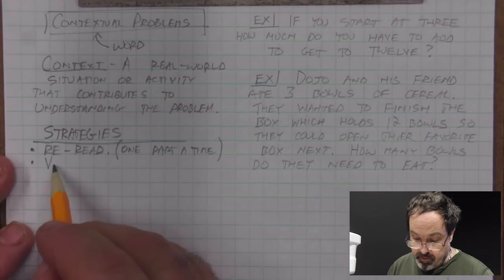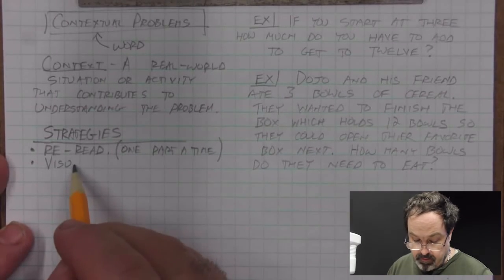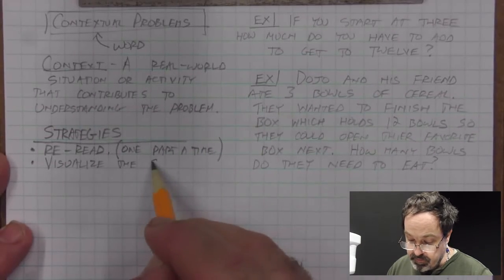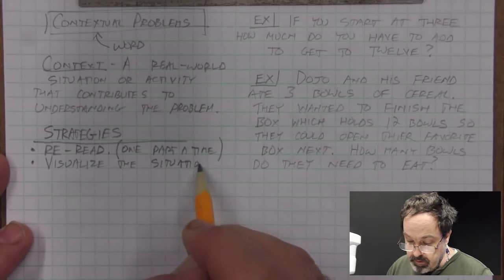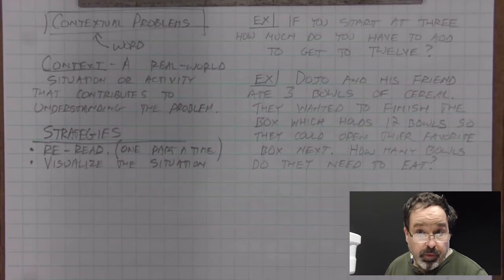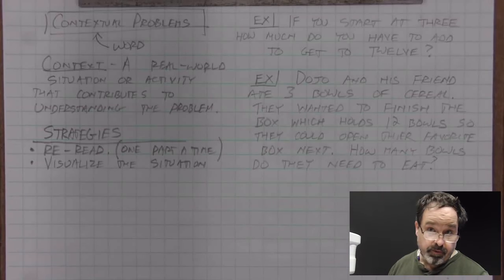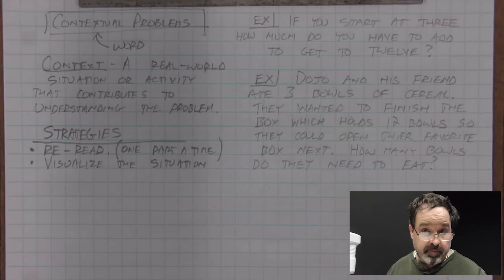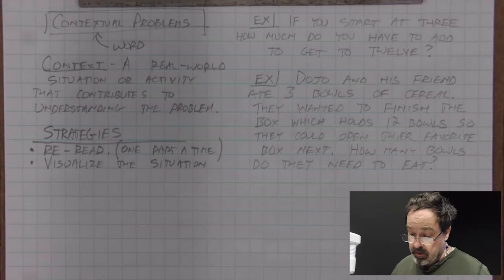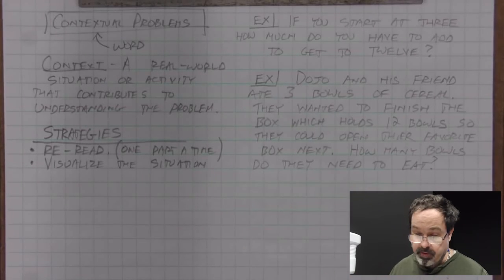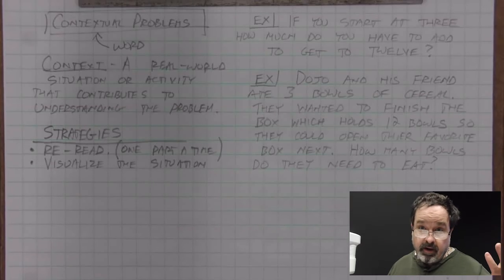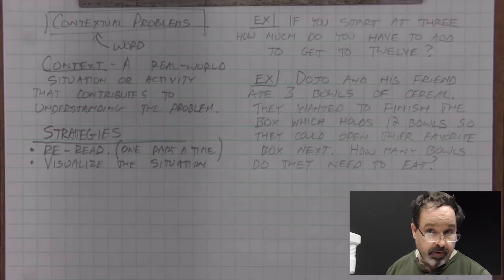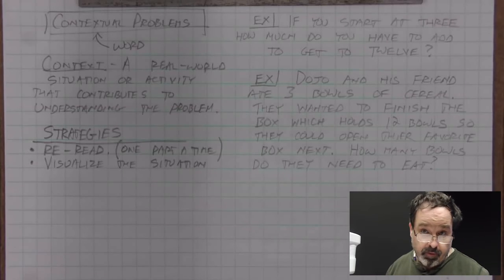Next strategy, very common, is to visualize. Visualize the situation. If these are going to be real-world problems or something that is like a real-world situation, then it's very often easy to at least begin visualizing what's happening. If we have Dojo and his friend eating bowls of cereal, in our mind's eye, we can picture kids sitting down to breakfast and eating cereal, and then maybe counting how many bowls they eat.